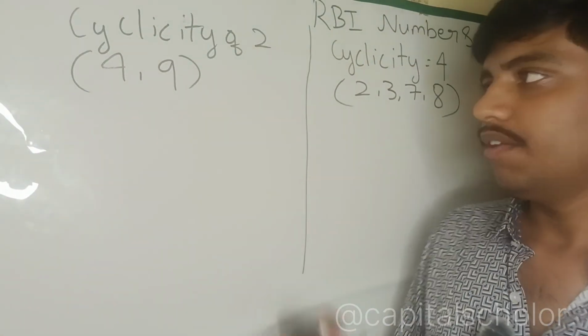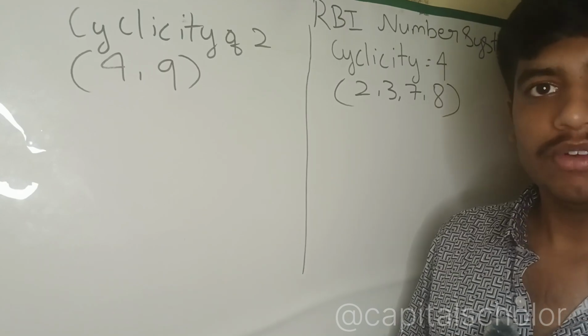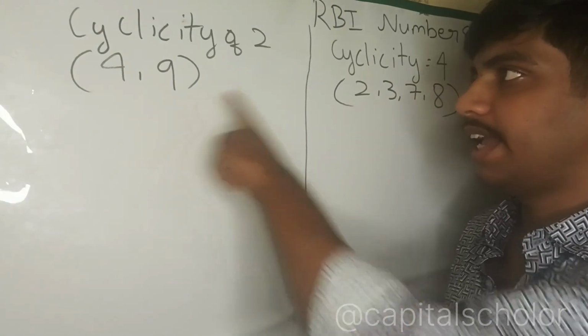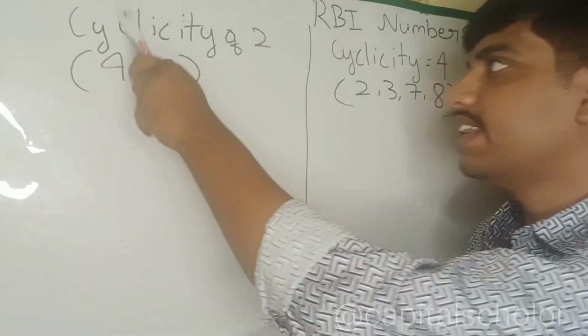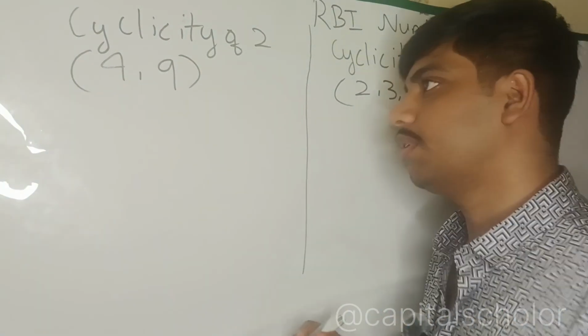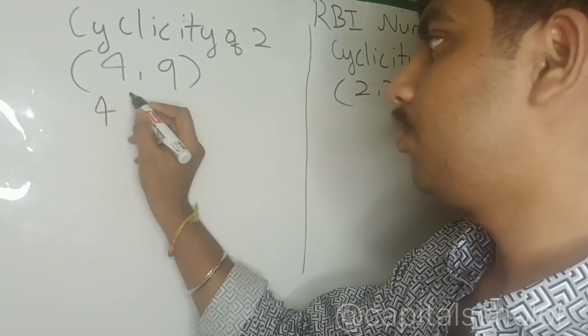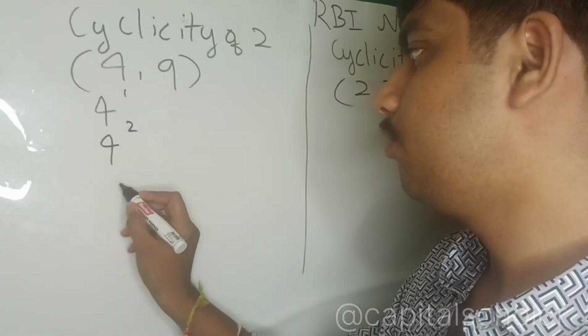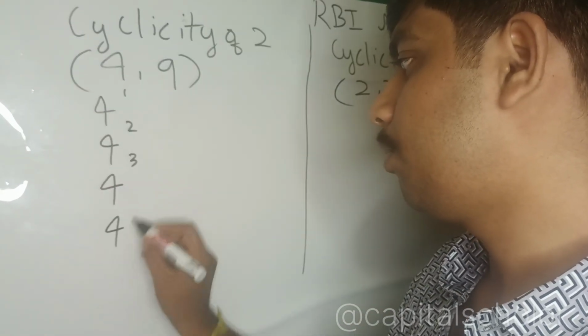In the previous part we learned about those four numbers. Now let's move to the next numbers, which are 4 and 9. For 4 and 9, the rule is cyclicity of 2. I will help you understand what cyclicity of 2 is. For example, let us take the number 4: 4 to the power of 1, 4 to the power of 2, 4 to the power of 3, 4 to the power of 4.